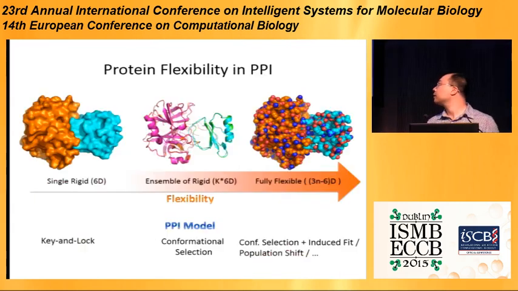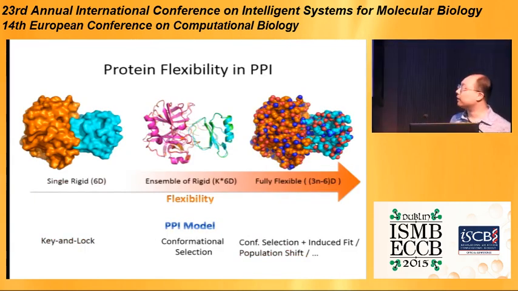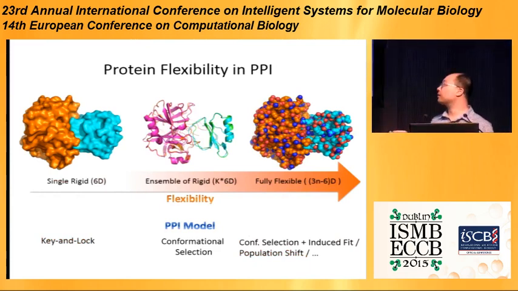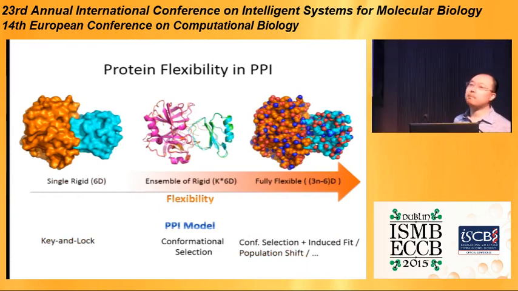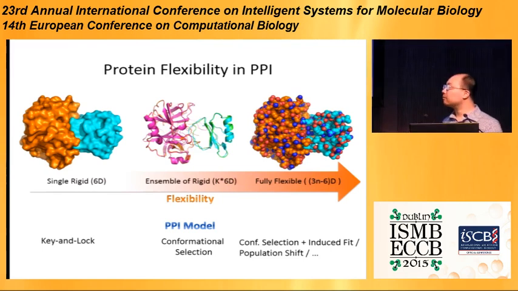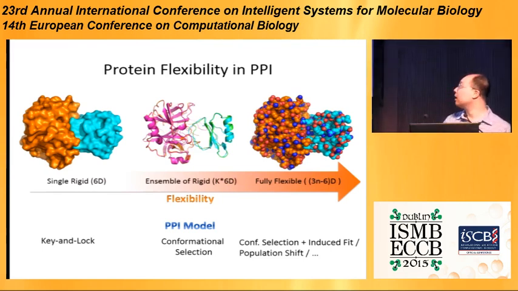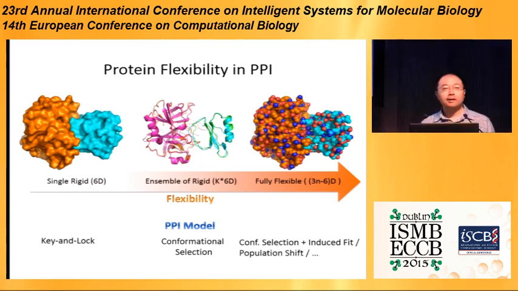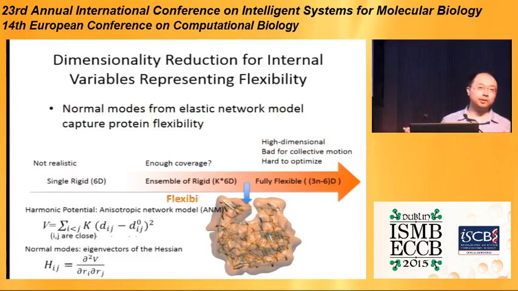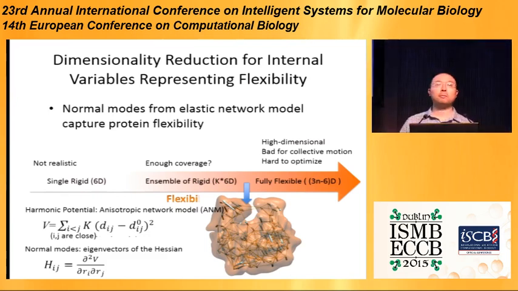So if we talk about protein flexibility and how it's treated in protein-protein interactions, it's really a broad spectrum. Each corresponds to certain mechanistic concept about protein-protein interactions. Starting from the far left, we treat proteins as just rigid, and then protein-protein interactions are just key and lock. And this has been proven to be unrealistic, but if we go all the way to the right, it becomes computationally intangible. So somehow we have to find a sweet spot in between. And the sweet spot we found in this work is so-called normal mode analysis.